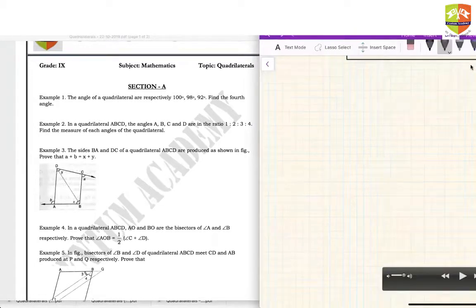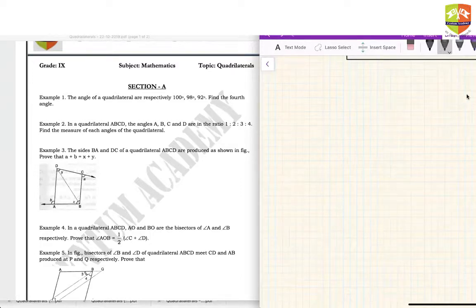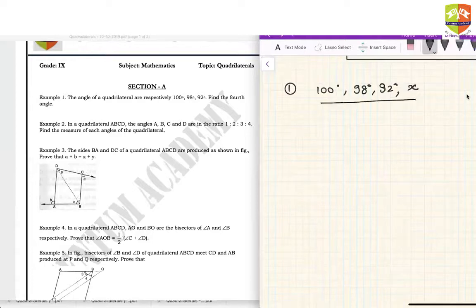Yeah, so the first question. So it is given the angles are 100 degrees, and you have 98 degrees, and third is 92 degrees, and let's say the fourth one was X. Okay, so how to solve this? So I'll tell you, in the exam, if it happens, you should start like this. So this is just the information. So you should start like this.